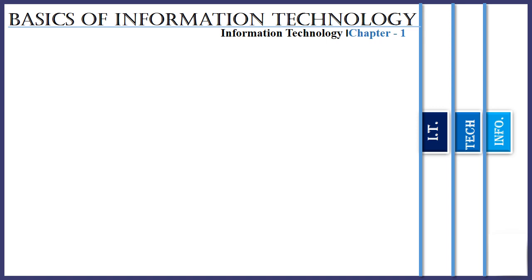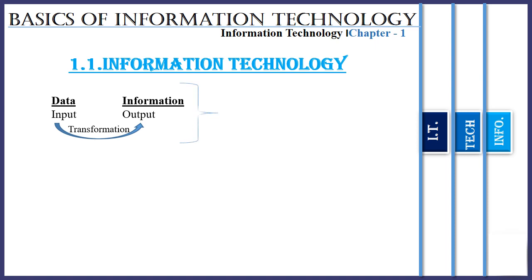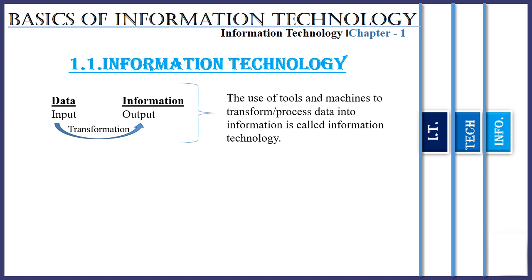Now, by combining both key terminologies, information and technology, we enter the world of information technology. Please keep the concepts of information and technology in mind because now we are going to derive the definition of information technology. Please note data, which is an input, when it is transformed into output, that is your information, and the question is how? By using different technology and technical devices. So the use of tools and machines to transform processed data into information is called information technology.